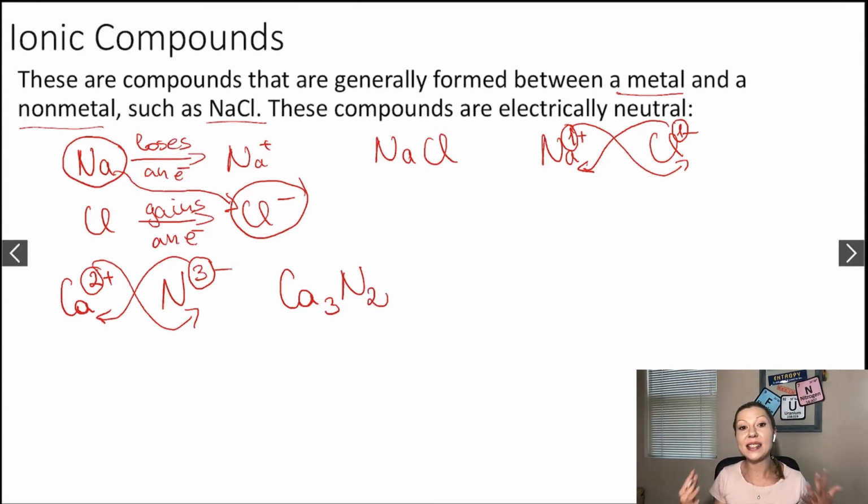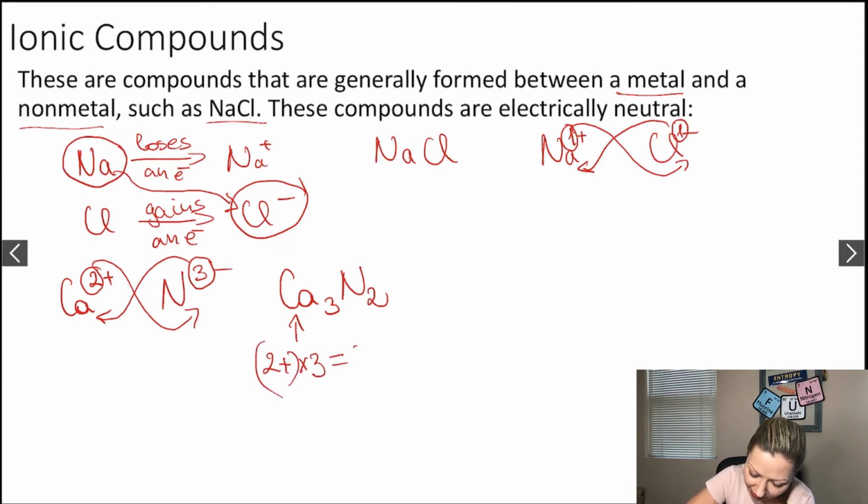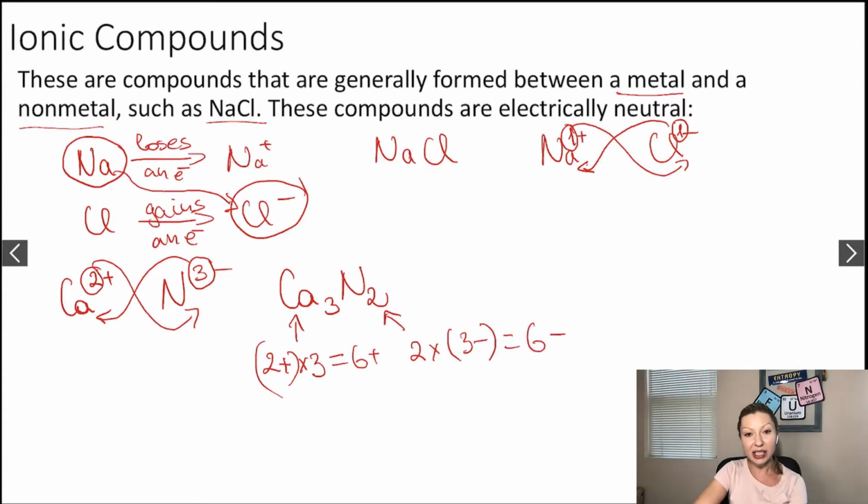Okay, let's check the charges. So for calcium, we know that it's 2+, times 3 is going to give us a 6+ charge overall. How about N3-? For that, we know that we have 2 times 3- is going to give us a 6- charge. So 6+ and 6- will give us a net 0 charge. Okay, I hope this makes sense.